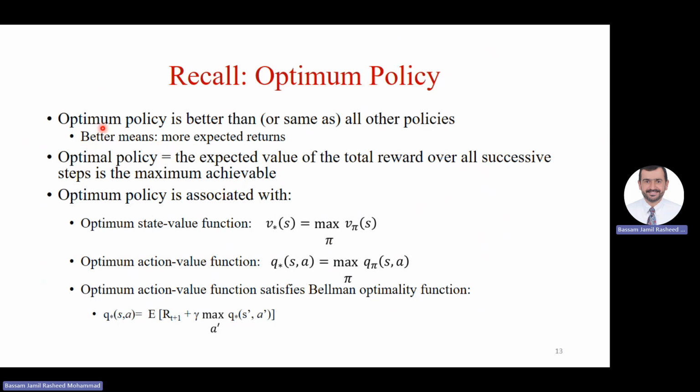We want it to be better than any other solution. So the optimum policy is one where the expected value of the total rewards over successive steps is the maximum achievable. This is clearly because, after all, reinforcement learning maximizes the rewards. Okay, optimum policy is associated with optimum values. So when I have an optimum policy, it means my state values are optimum, my action values are optimum as well.